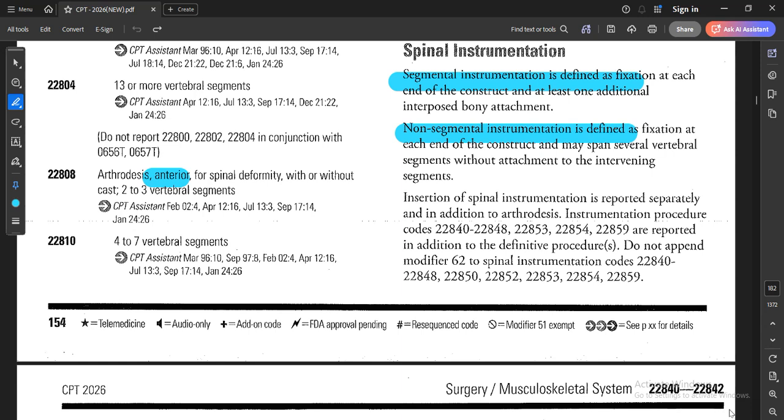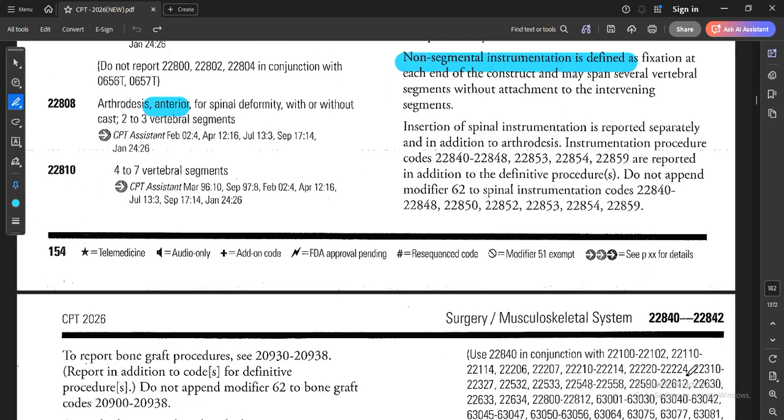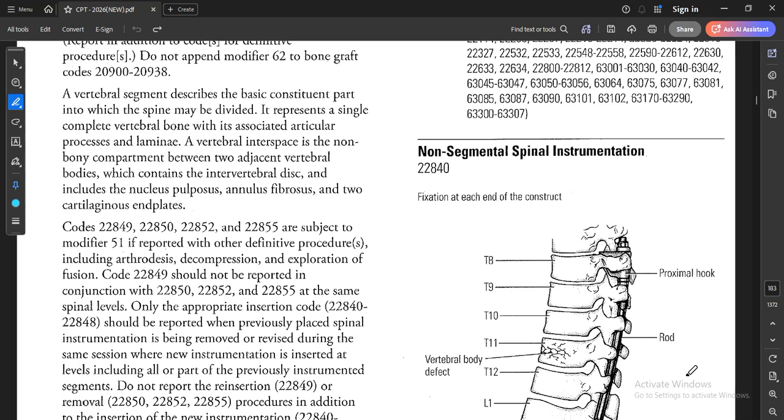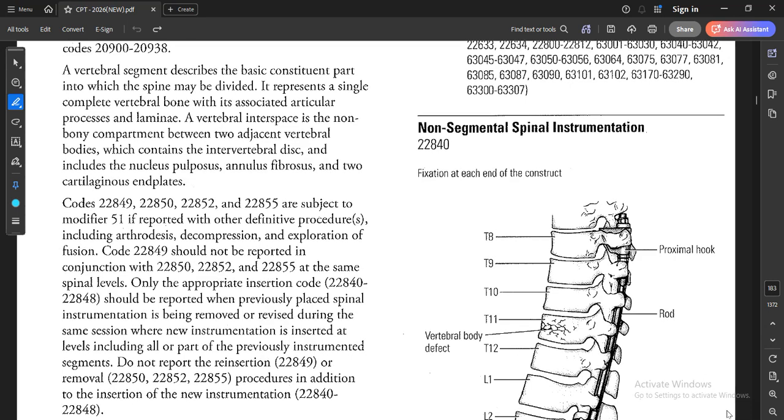Whenever you code arthrodesis, you need to use these instrumentation procedures separately, like bone graft. So instrumentation also we need to code separately along with these things. So what is meant by vertebral segment?